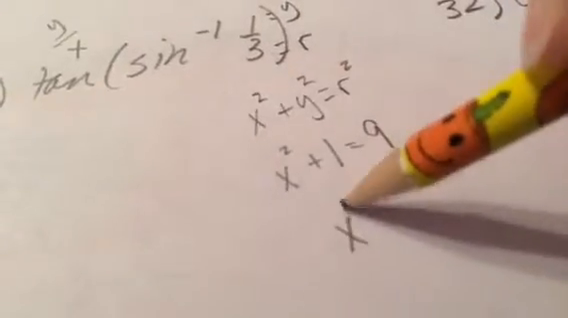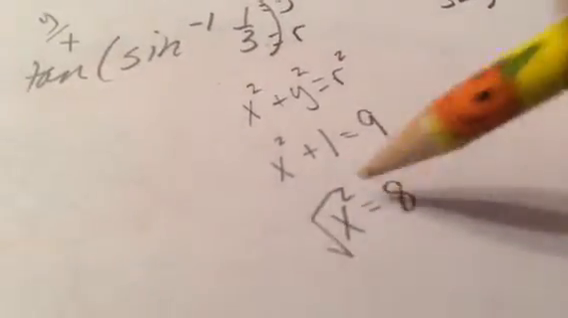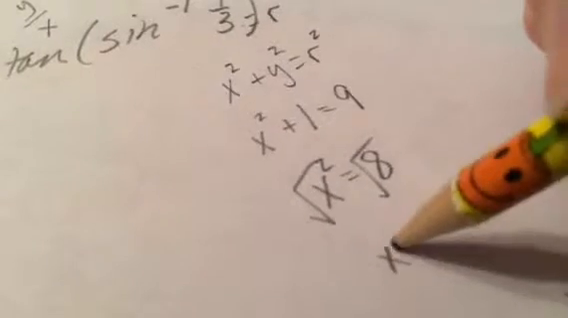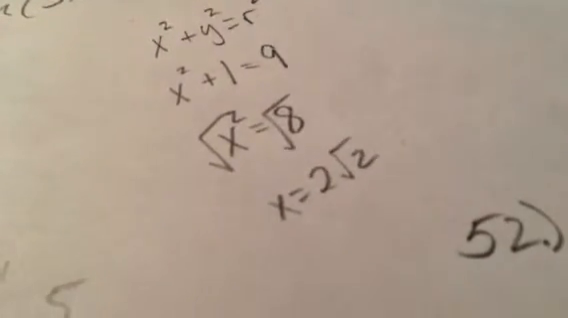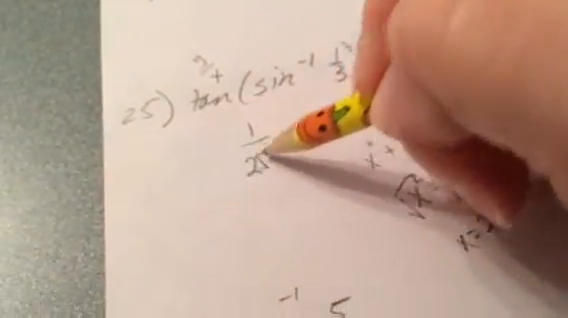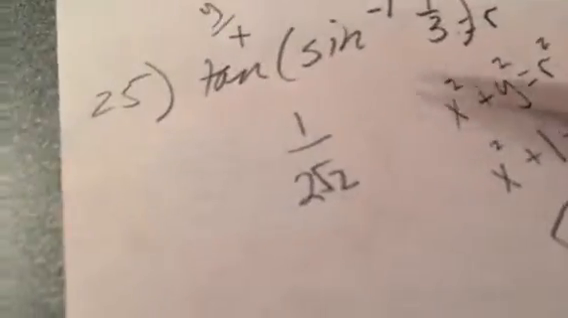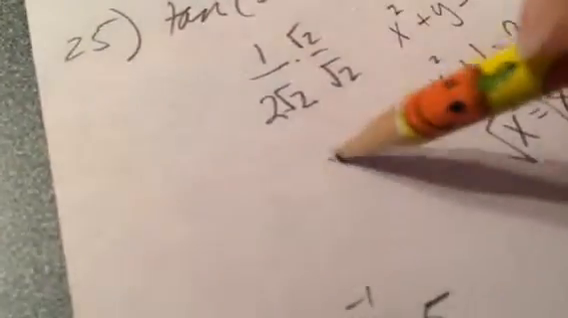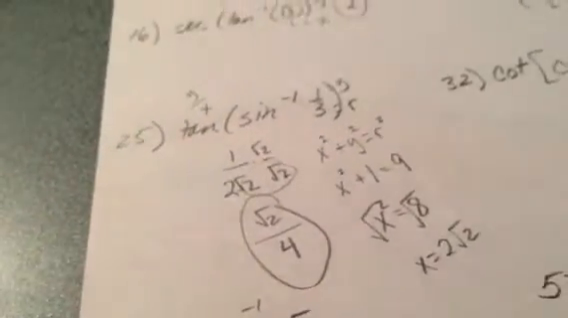So if I solve for x squared, I get 8. Square root of 8 is 2 root 2. So I know my x value is 2 root 2. So if I'm solving for tangent, tangent's y over x, so that would be 1 over 2 root 2, which I can't leave that way. So I multiply by root 2 over root 2, and I get root 2 over 2 times 2, which is 4. And that is the answer for this problem.